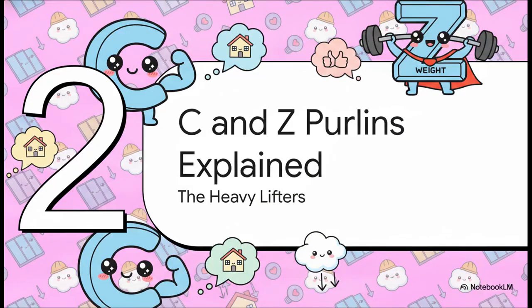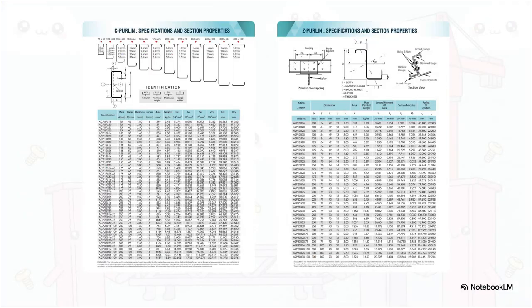Moving on to part 2, C and Z purlins explained, the heavy lifters. So purlins are your primary support beams. They run horizontally across the roof, and their job is to transfer the massive weight of the roofing surface straight down to the primary building frame. These C and Z shapes are cold-rolled from that high-tensile steel we were just talking about. That cold rolling process ensures absolute consistency in their dimensions, and they're available in varying thicknesses from 1.6 millimeters up to a very robust 3.0 millimeters to perfectly suit your exact load requirements.